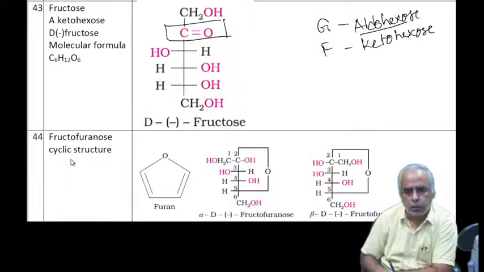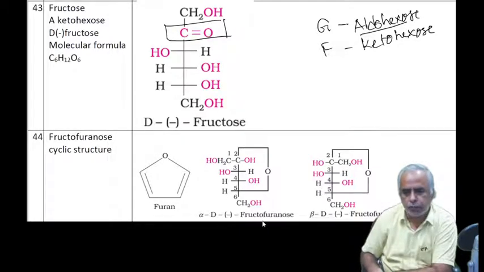Here, fructose has the furanose structure. Furanose means 1, 2, 3, 4, 5-membered ring, and the pyranose is a 6-membered one, inclusive of that heteroatom, that is oxygen. As I already mentioned, the ring formation is between the 2nd carbon atom and the 5th carbon atom. So that's why you are able to get the furanose.